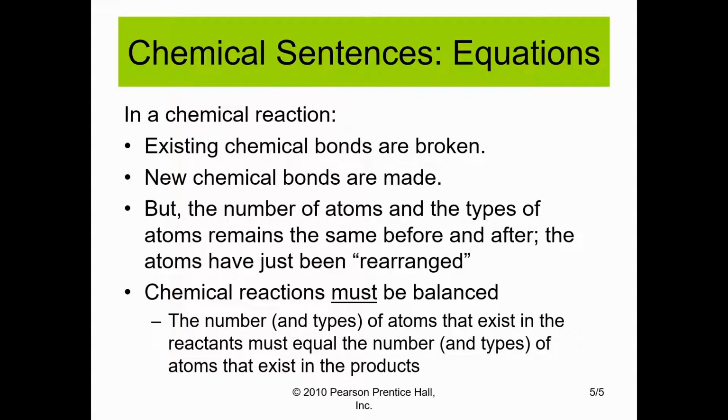The atoms just rearrange. You can think about it with a comparison to Lego blocks. If we were to take the Lego pieces apart of a Lego structure and then form a new structure, before and after, we can use the same number of Lego pieces in both examples. We're not creating or destroying any Lego pieces. We're not creating or destroying any matter. And then finally, the chemical reactions must be balanced. That means we need to have the same number and types of atoms in both the reactants and the products.